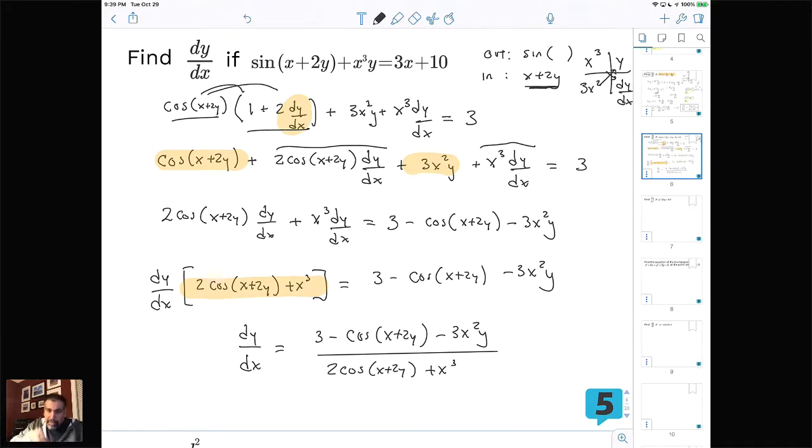Okay, so you can see that in these implicit derivatives, some of the answers start to get a little long. They start to get a little complicated, but that's okay. That's not a big deal. As long as we focus on our algebra, we're going to be fine.